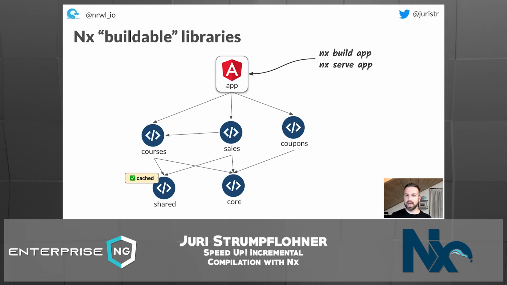But at that point, again, Nx Cloud or the local computation cache would jump in and say, this is already cached because someone else built it already. And similarly with core, with courses. With sales, we actually have to build it because we might have made a change in our feature request, or it simply hasn't been built yet. And similarly with the coupons, it is also cached.